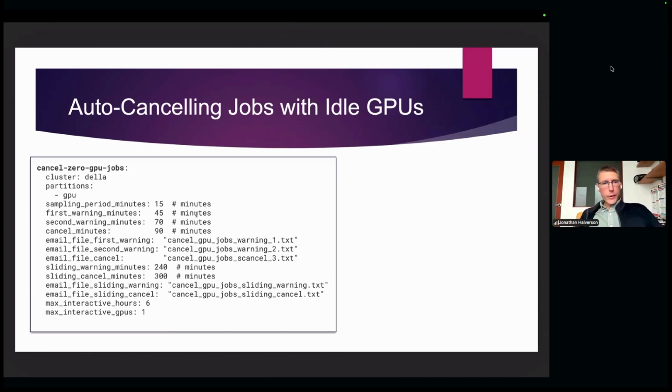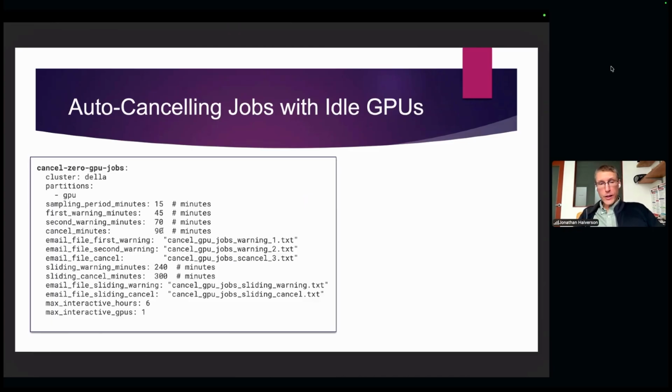To give you some insight into what the software takes for parameters, you set up a YAML file, and you specify the cluster name, and then the partitions that you want it to apply for. There's your sampling period in minutes. That's how frequently you run cron. And then finally, you can specify how many minutes should pass at 0% utilization for every measurement, which we do every 30 seconds, before they get the first warning, the second warning, and then lastly, the job just gets canceled.